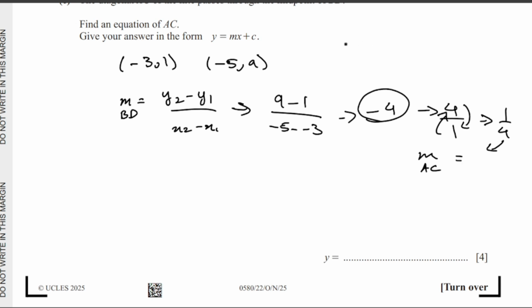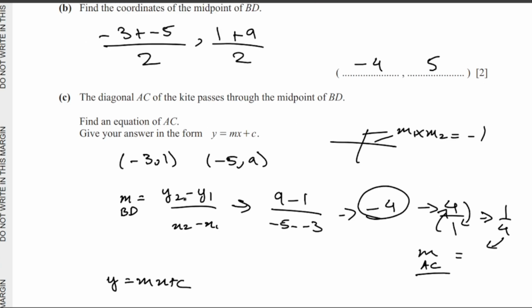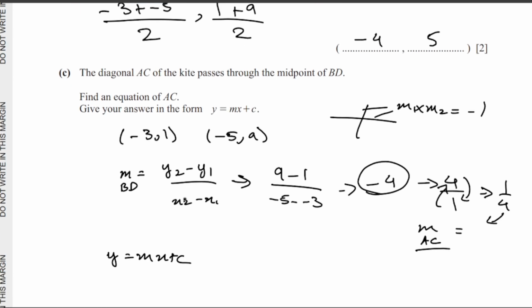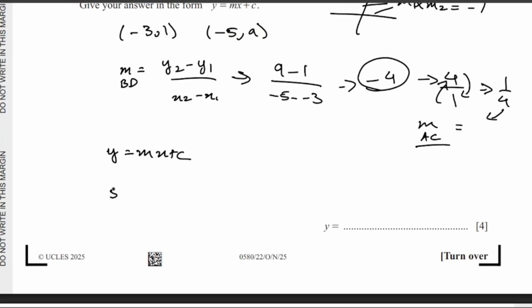The rule is basically any two lines that are perpendicular, if you multiply their gradients, you would get negative 1. So if you go ahead and check, multiply negative 4 by 1 over 4, you get negative 1. So the gradient of AC is equal to 1 over 4. So y equals mx plus c, you can put that in there. Now we already have one point that is on the line AC, which was calculated, negative 4 and 5. So 5 equals 1 over 4 times negative 4 plus c.